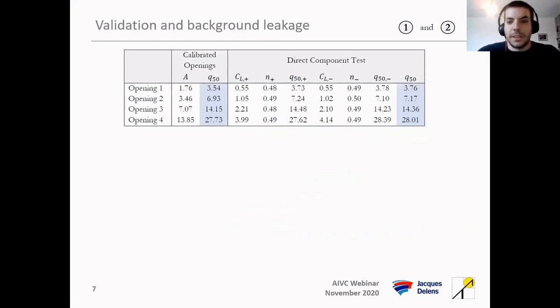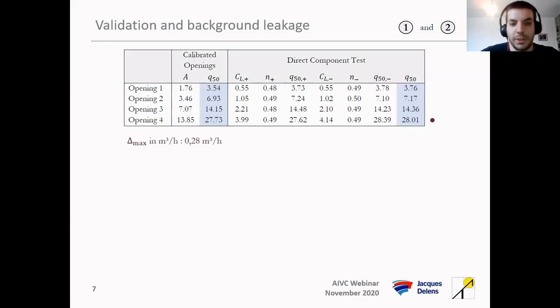For the first experiment, you have here the result. On the left-hand side, in blue, you have the air leakage rate at 50 Pascal based on the calibration of the 4 openings tested. And on the right-hand side, you have the result of the measurements using the direct method. The highest difference in cubic meters per hour between calibration and testing was found for the 4th opening, and it's 4.28 cubic meters per hour.